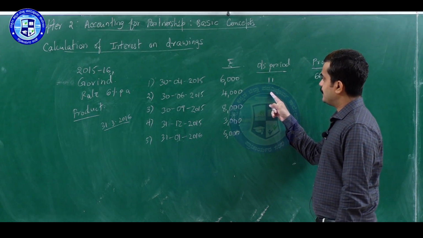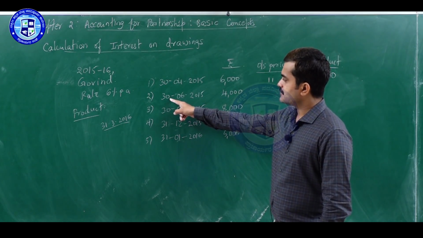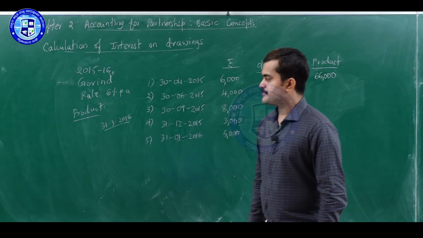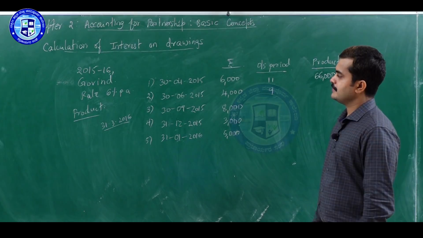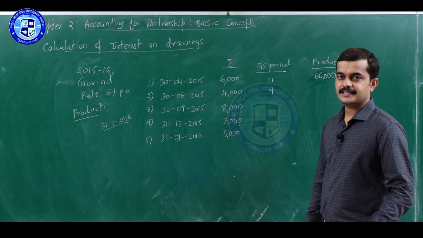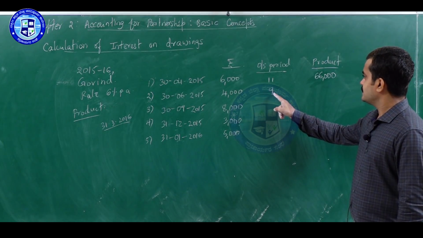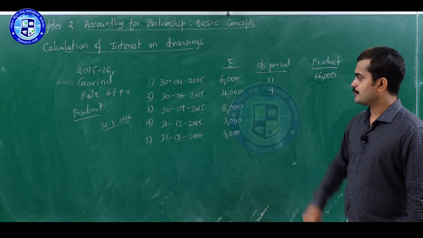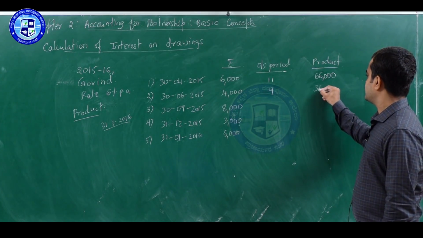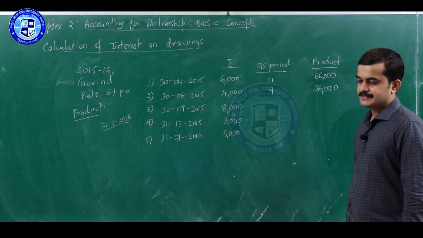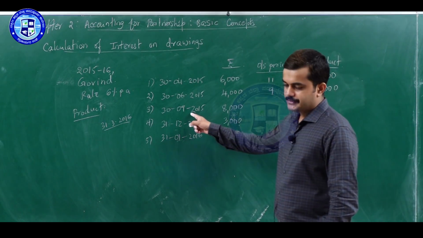Coming to the second withdrawal, the date is 30th June 2015 and we have to calculate the outstanding period. So, from July 1st till 31st March there are 9 months: July, August, September, October, November, December and January, February, March. 9 months are there. So, what is the product? Outstanding period into amount of withdrawal. So, 9 multiplied by 4,000, the answer we get is 36,000.